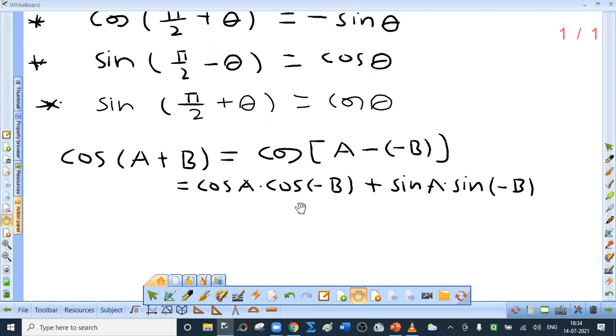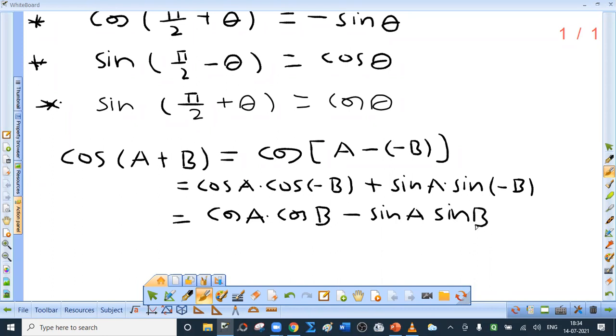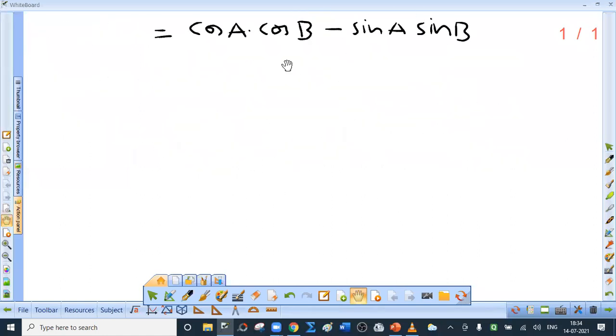Now tell me, what is cos of minus B? It is cos B. We have proved this. We are not assuming anything. So cos A cos B. What is sine of minus B? Minus sine B. So this becomes minus sine A sine B. So cos of A minus B is cos A cos B plus sine A sine B, and cos of A plus B is cos A cos B minus sine A sine B. Now, what will be cos of pi by 2 minus theta?